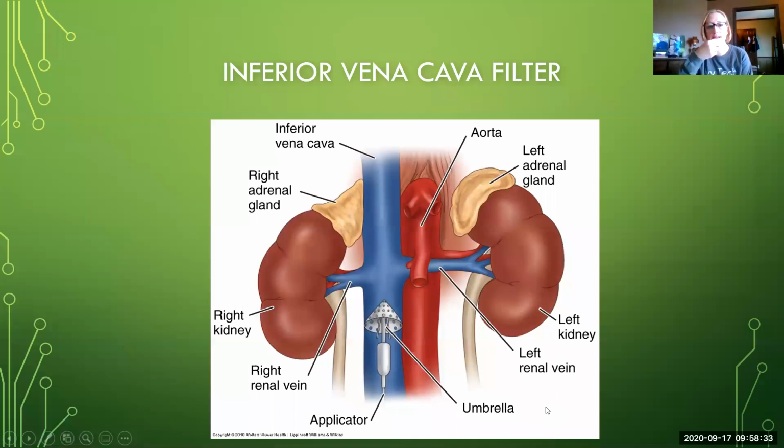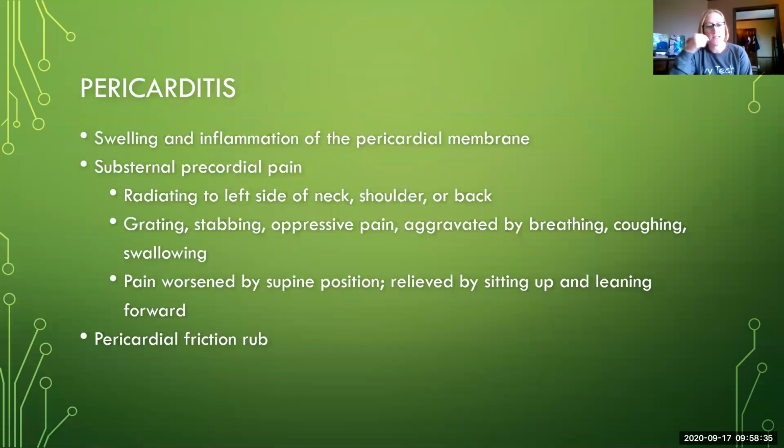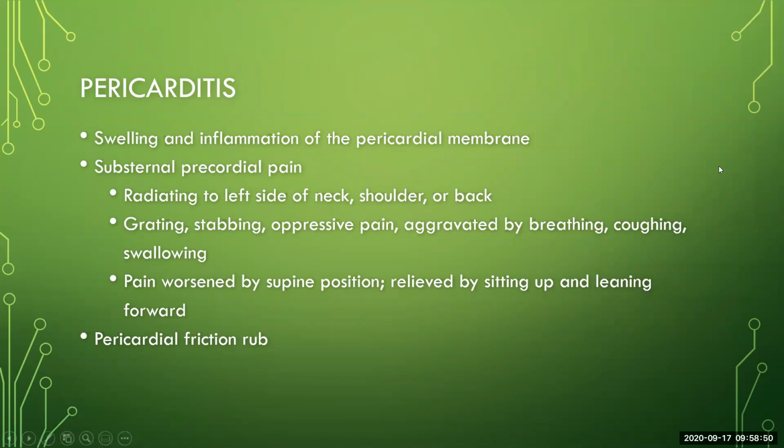Then we have pericarditis. Pericarditis is swelling and inflammation of the pericardial membrane. With pericarditis, they'll start to complain of substernal precordial pain. It can radiate to the left side of the neck, shoulder, or back. And they can have grating, stabbing, oppressive pain. It can be aggravated by breathing, coughing, swallowing.